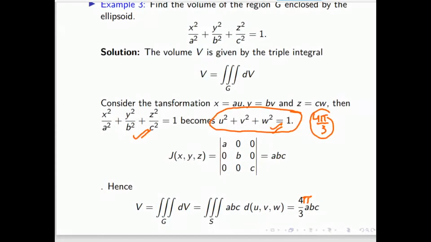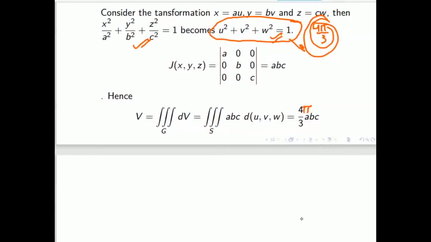So that is the final answer. This is by transformation or by substitution. And here also we are using one result, that this is 4 pi by 3. Now what I will do is find this by actual limit, to see whether it comes 4 pi by 3 or not. So first I will draw this picture, and I will not directly use the result.